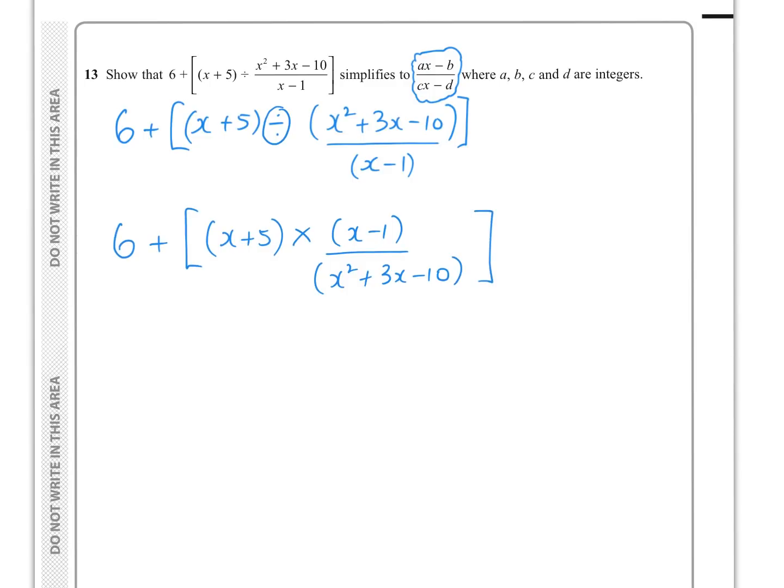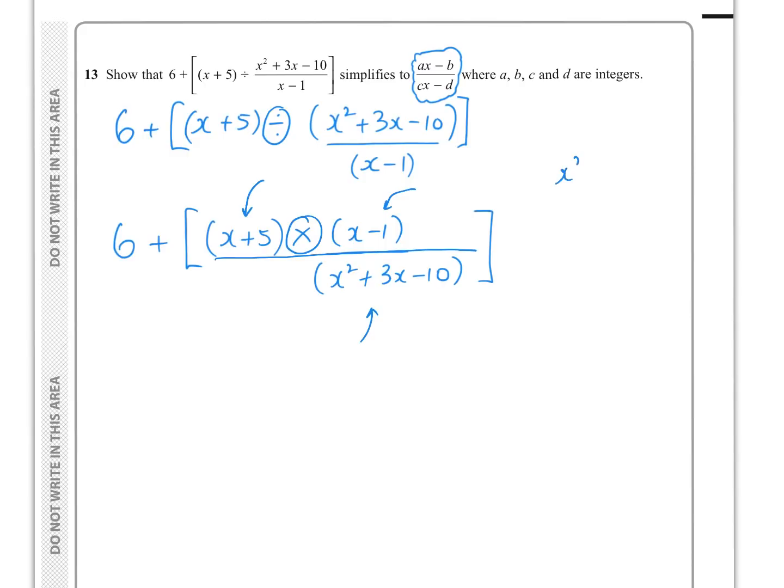For those that are more confident with their algebra, you'll probably say to yourself, well, hold on, this is like having the dividing line going all the way through because it's under multiplication. So I'm either looking for an x plus 5 in here, which would simplify, wouldn't it? That would cancel, or an x minus 1.